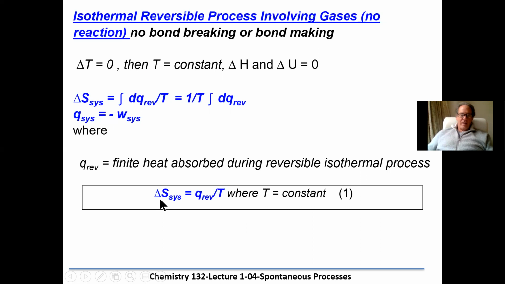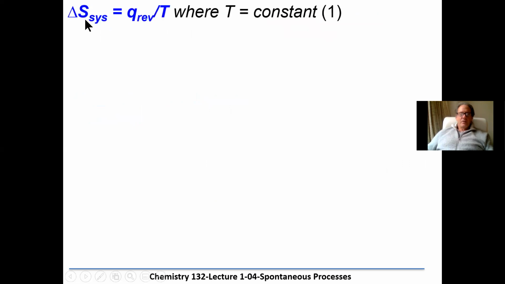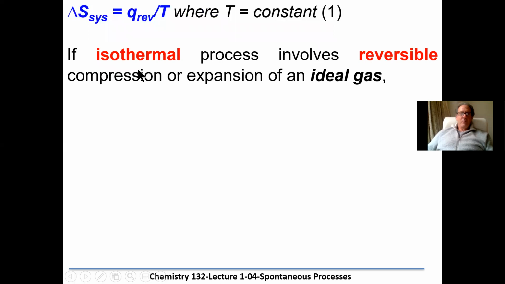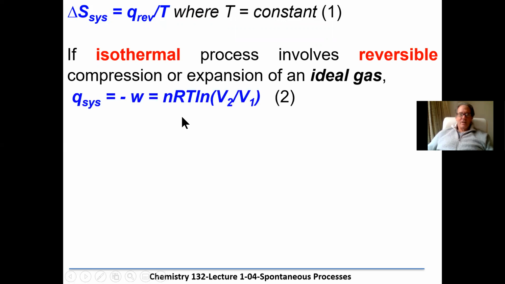This equation holds that delta S system equals Q reversible divided by temperature. There's our first derived equation. But we're going to derive this equation for different scenarios now. Delta S system is Q reversible over T, our first equation. But for isothermal processes involving reversible compression or expansion of an ideal gas, if it's a reversible process, it means it's being done in incremental small changes.